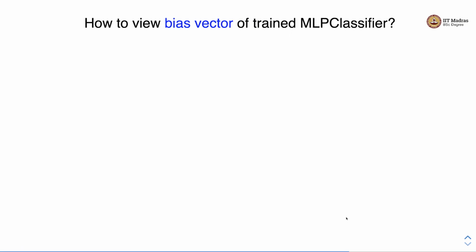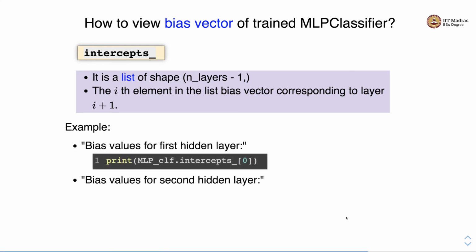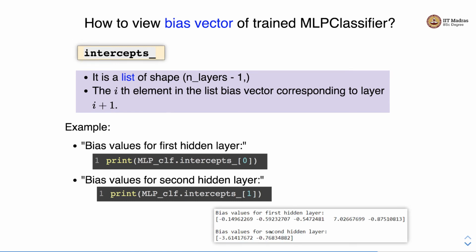Let's see how to view bias vector of trained MLP classifier. It can be obtained using intercepts_ member variable. You can see the bias value for the first hidden layer using the 0th index of intercepts_ member variable, whereas bias value for the second hidden layer can be obtained by using index 1. So these are sample bias values for the first hidden layer and the second hidden layer.